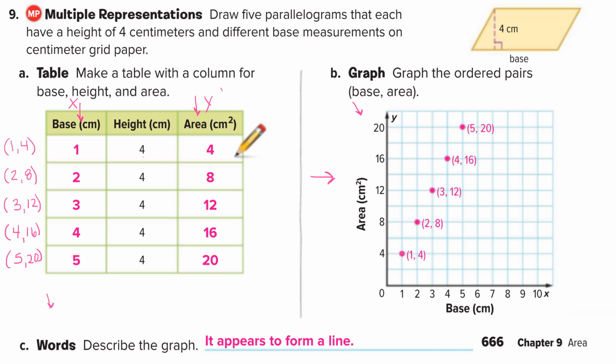And basically, it's 1 times 4 equals 4, 2 times 4 equals 8, 3 times 4 equals 12, 4 times 4 equals 16, 5 times 4 equals 20. And then the words describe the graph. It appears to form a line. And I don't really have a straight edge here in my program, but if I did, you could see that it kind of forms a line. And this is a terrible, terrible line. It should be straight, but hopefully you could see that that would connect.